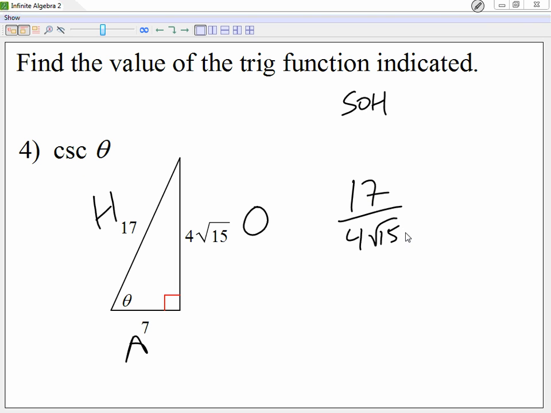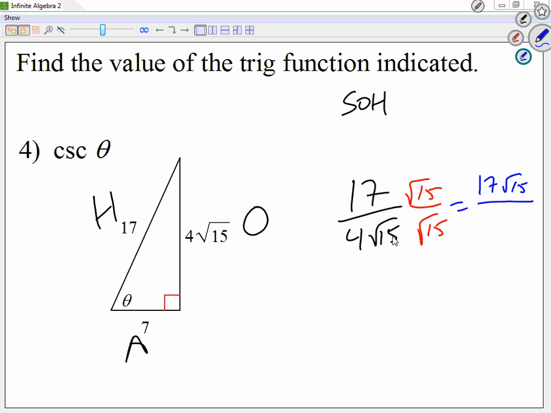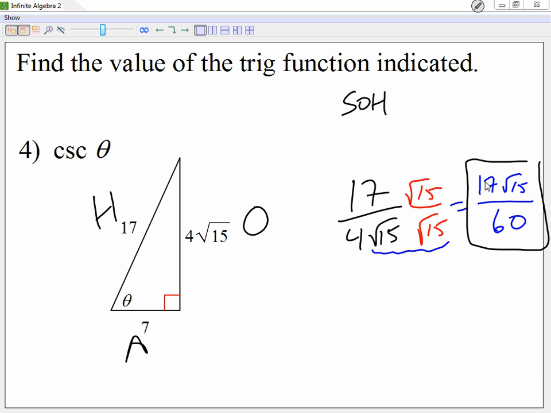I cannot have radicals at the bottom. So let me multiply top and bottom by radical 15. On the top, 17 times radical 15, I cannot combine them, so I'm just going to write them out: 17 radical 15. At the bottom, I know radical 15 times radical 15 is 15. Times the 4 gives me 60. Then I double check my fraction. 17 over 60. If we can simplify, simplify. In this case, we cannot. Like I said, double check your fraction to see if you can simplify.